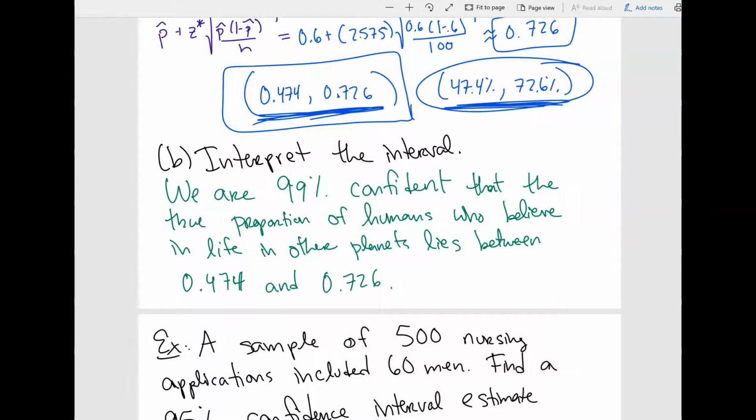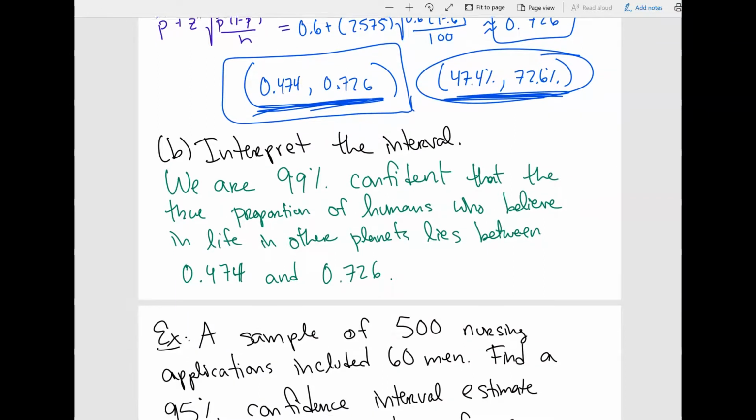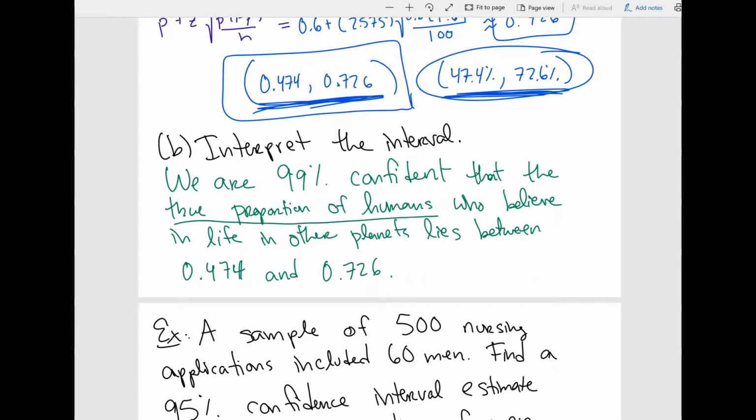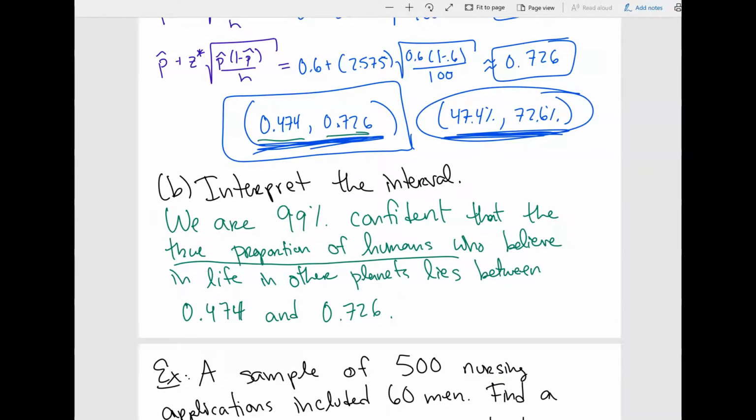Okay, so we are 99% confident that the true proportion of humans who believe in life on other planets lies between these two numbers. If you want to think about it in terms of percentages, the true value lies between 47.4% and 72.6%, and we can be 99% confident of that particular fact. Okay. So that's what you want to be able to do when you interpret this.